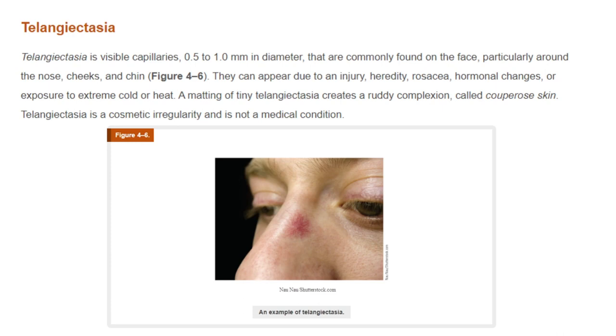Telangiectasia. Telangiectasia is visible capillaries, 0.5 to 1 mm in diameter, that are commonly found on the face, particularly around the nose, cheeks, and chin, Figure 4.6. They can appear due to an injury, heredity, rosacea, hormonal changes, or exposure to extreme cold or heat. A matting of tiny telangiectasia creates a ruddy complexion, called couperose skin. Telangiectasia is a cosmetic irregularity and is not a medical condition.